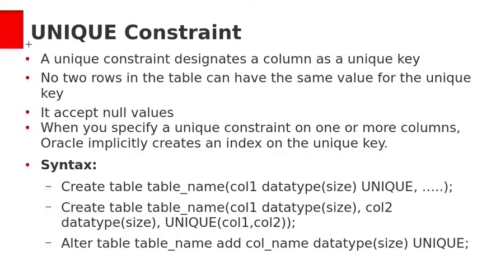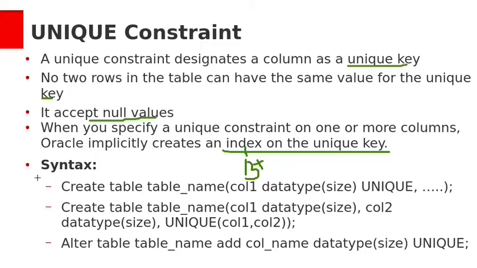Second one, unique constraint. Unique constraint designates a column as unique key, means it does not accept duplicates, means no two rows in the table can have the same value for unique key. This unique key constraint accepts null values for that unique key column. When you specify unique key constraint on one or more columns, Oracle implicitly creates an index on that unique key column. A B plus tree index will be created.